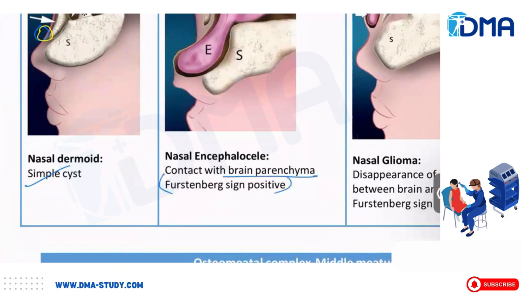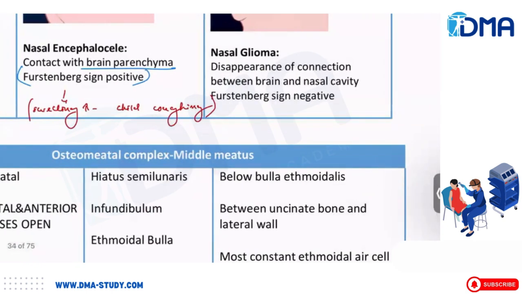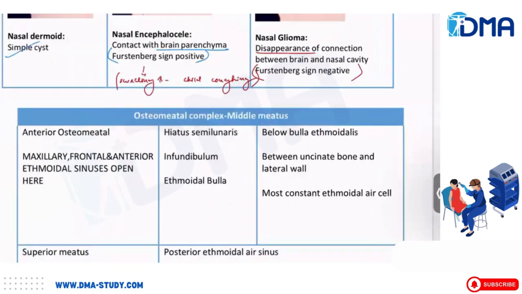Nasal encephalocele has contact with the brain parenchyma. Furstenberg sign is positive. What is Furstenberg sign? When the child coughs, the swelling increases in size. As the attachment has disappeared prior to birth in glioma, it will not have Furstenberg sign positive. Furstenberg sign positive is encephalocele; negative is glioma.